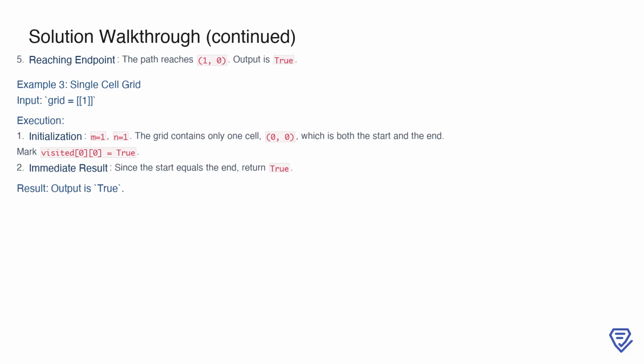In the final example, we have a single-cell grid where the only cell is 0, 0. Since the starting point and the end point are the same, there is no need for any movement. During initialization, we mark the single cell as visited, and because we've already reached the endpoint, the result is immediately true. This demonstrates that even in the simplest cases, our logic works correctly to identify a valid path. The output here is true.